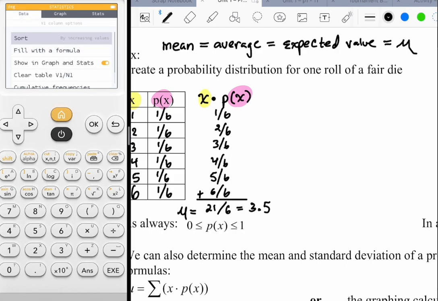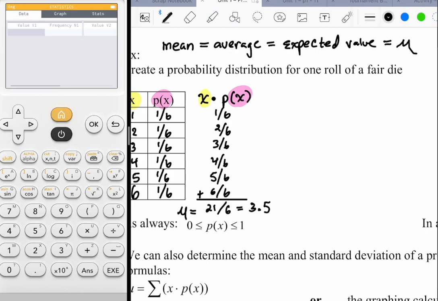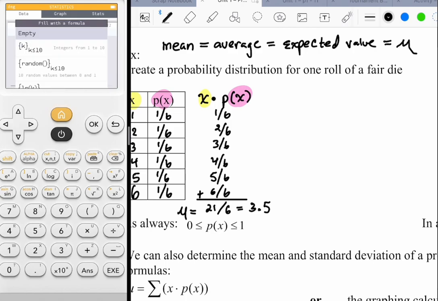Very easy to clear a column. Clear table. All in one shot. It'll ask you to confirm, because there's nothing I could tell you this. You may not have much experience with this, but with handheld calculators, there's actually not really much of a worse feeling ever than typing in 150 values and accidentally deleting it all when you didn't want to delete it. All right, so it gives you that extra message of are you sure you want to do this, which is really good. All right, so fill with a formula.